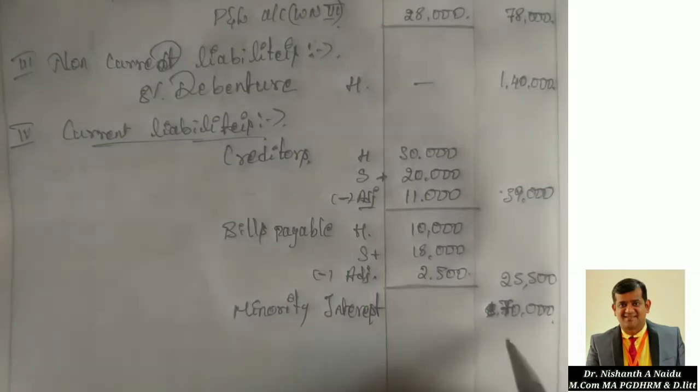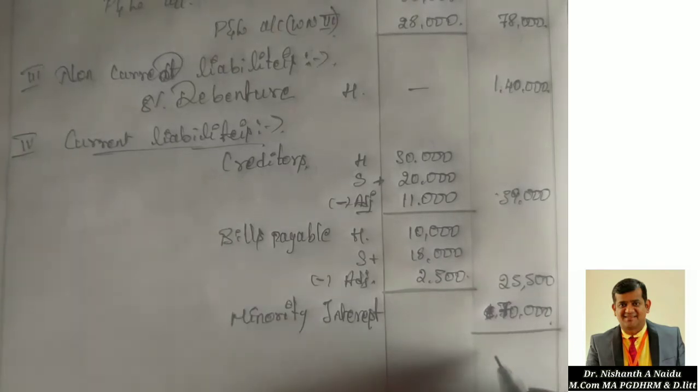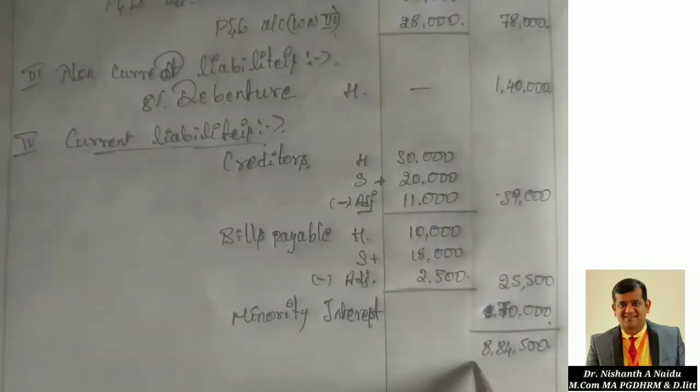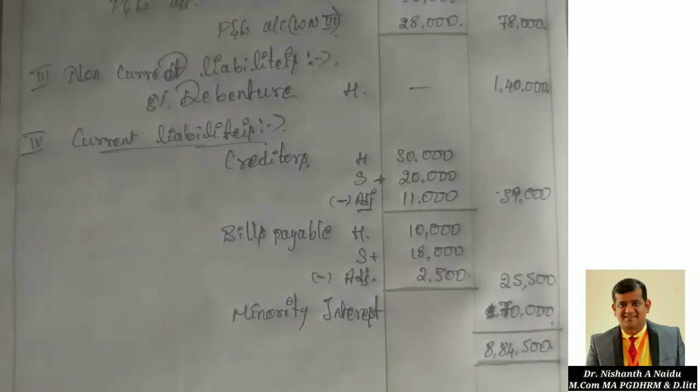So now use the calculator and total this. 4 lakh plus 1 lakh plus 32,000 plus 78,000 plus 1,40,000 plus 39,000 plus 25,500 plus 70,000. So total 8,84,500 rupees.